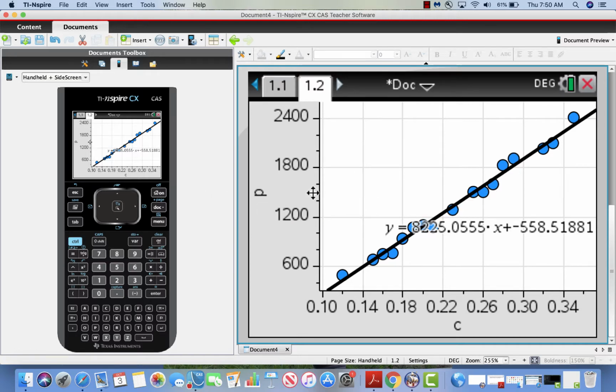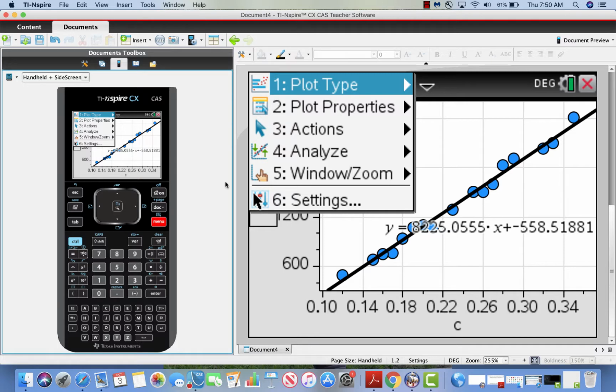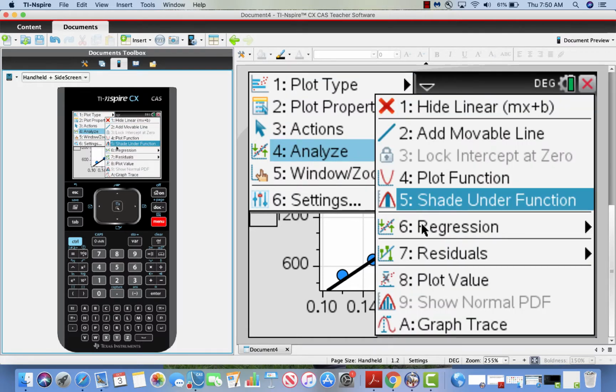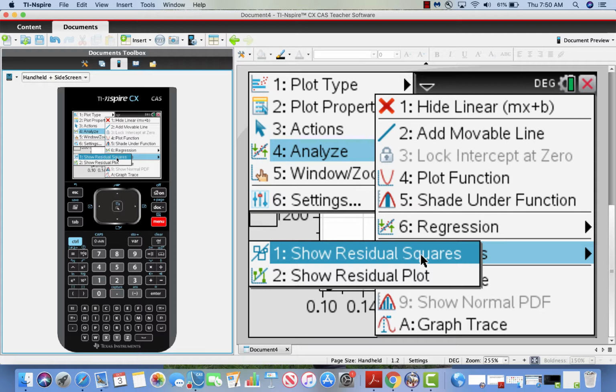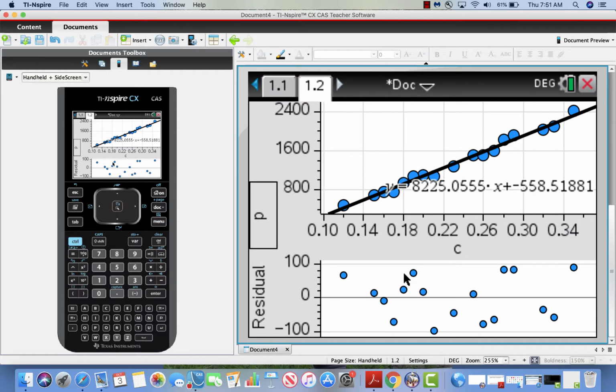Then to get to the residual plot, we're going to go to Menu, and we're going to go to Analyze, and we're going to go to Residuals. Now, if you actually have not shown the linear regression line in the scatter plot, the residuals will be grayed out, so you actually can't get to it until you put that line in. And then we just want to go to Show Residual Plot, and it'll show the residual plot down below your actual scatter plot. So in this particular case, our residual plot is really random, which is good because it's indicating that the linear model actually is appropriate.